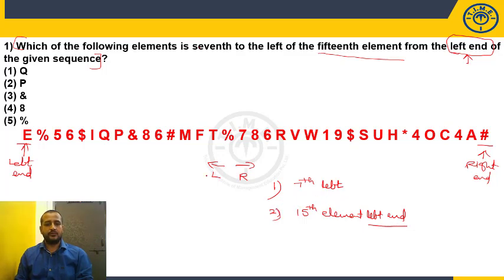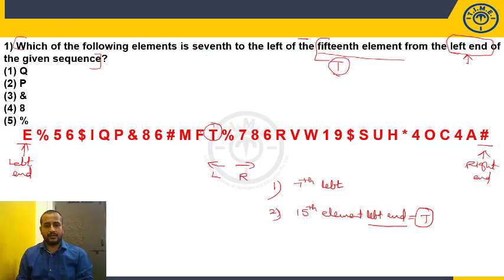Okay. Start counting 15 from the left hand. 1, 2, 3, 4, 5, 6, 7, 8, 9, 10, 11, 12, 13, 14, 15. That is T. T is the 15th from the left hand. Now, with respect to this T, till here the element is T. Now, read the question again. Which of the following elements is 7th to the left of T?